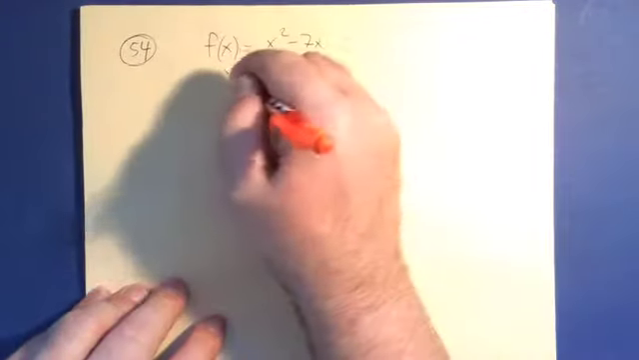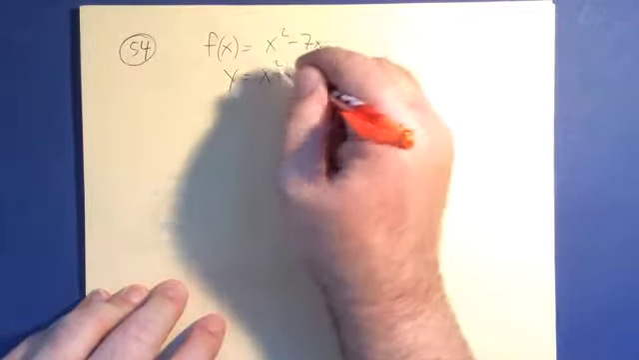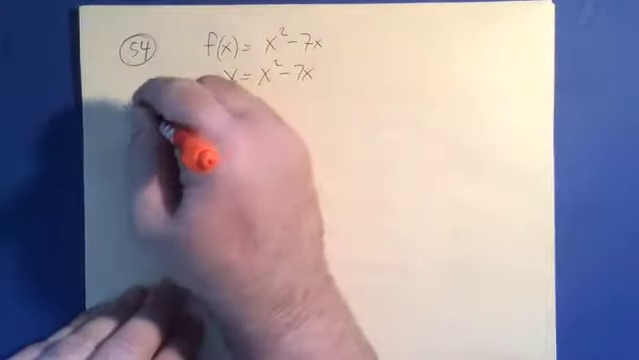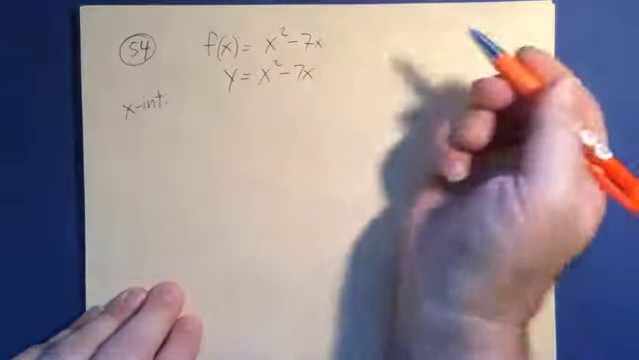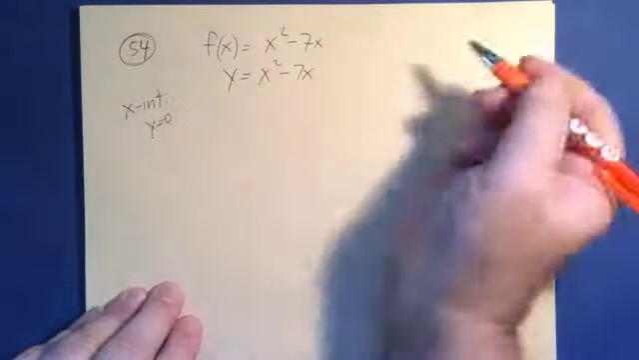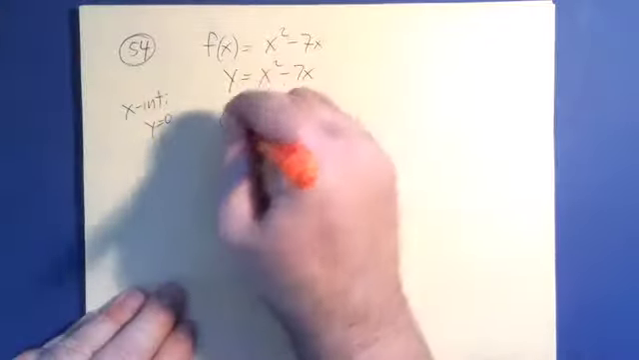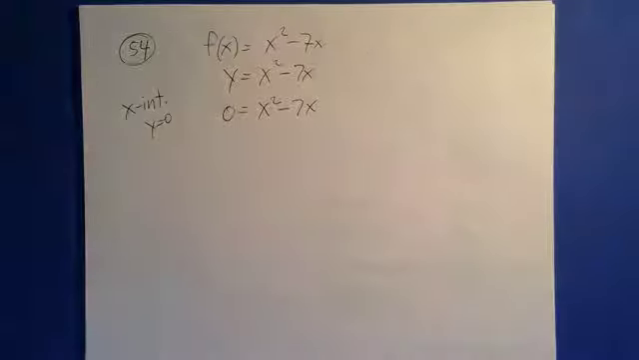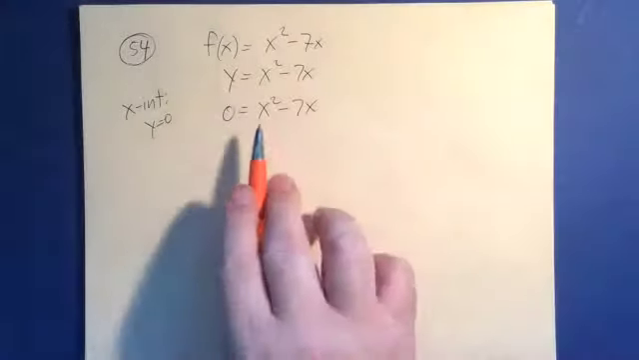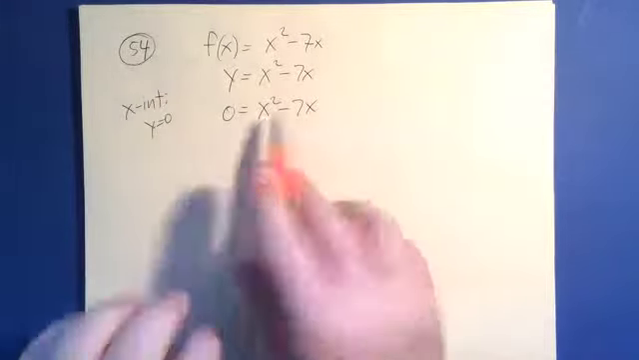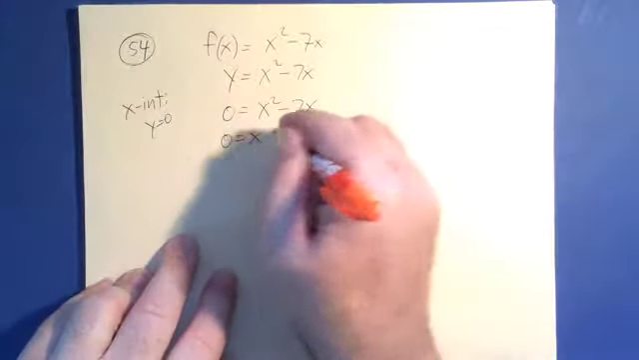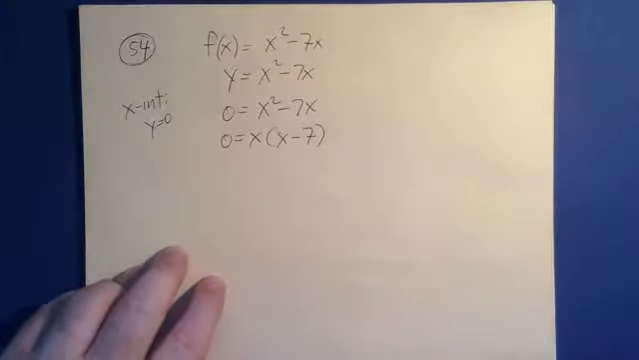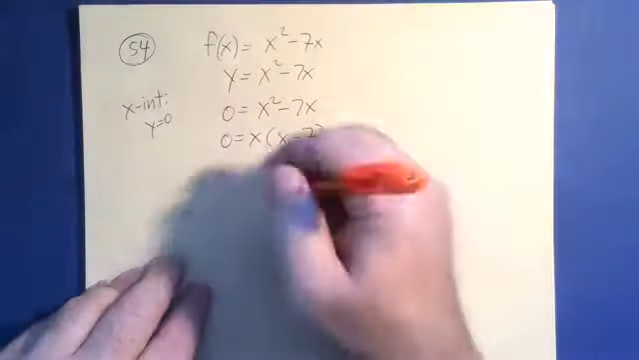So I'm going to go ahead and replace f of x with y, and write this as y equals x squared minus 7x. And for this one, again, I'm going to want to find the x-intercepts first. And for the x-intercept, the value of y is equal to 0. So I'm going to go ahead and put 0 in for y. So the first type of factoring I could do for this is I can factor out the greatest common factor, and that's going to be x times, and that'll give us x minus 7. Once I do that, I can set each of these factors equal to 0.